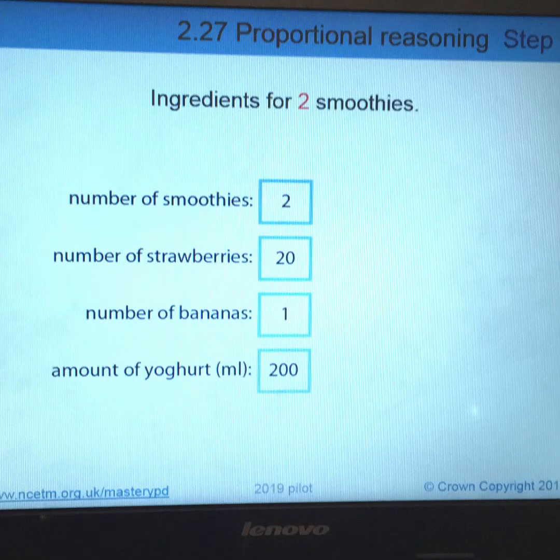Right then, last question for today. Here are the ingredients for 2 smoothies. I want you to tell me the ingredients for 4 smoothies. When you've done that, what do you need to make 20 smoothies? And when you've done that, what do you need to make 1 smoothie? Off we go.